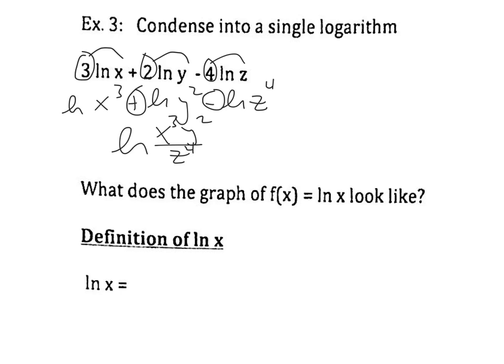A common mistake people will make, and I'm going to write this in red, they'll do this. They'll put ln of x cubed y squared, then divide by z to the fourth outside the log. And that's incorrect. Or they'll say divided by ln of z to the fourth, and that's wrong also. So all your operations, when you're condensing, occur inside the argument of the log. Okay.